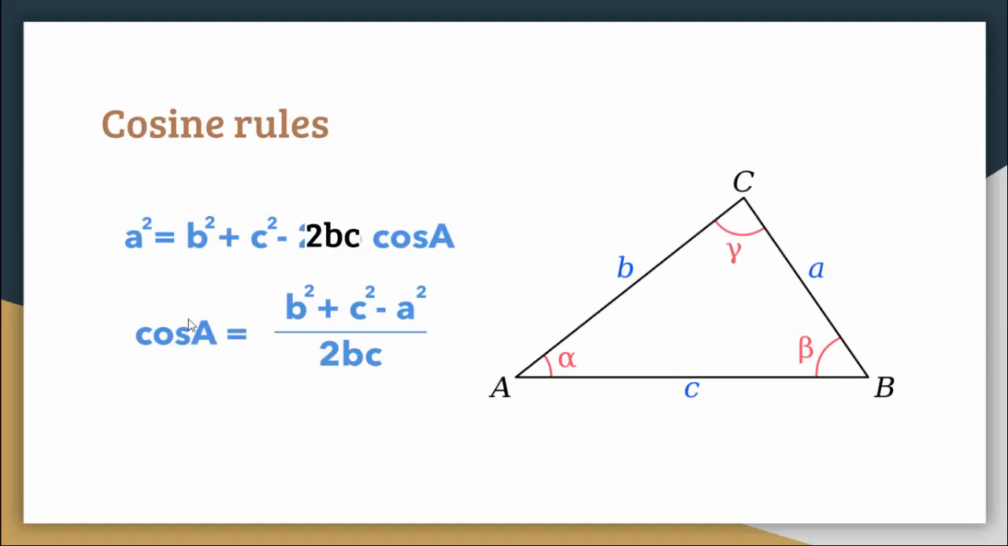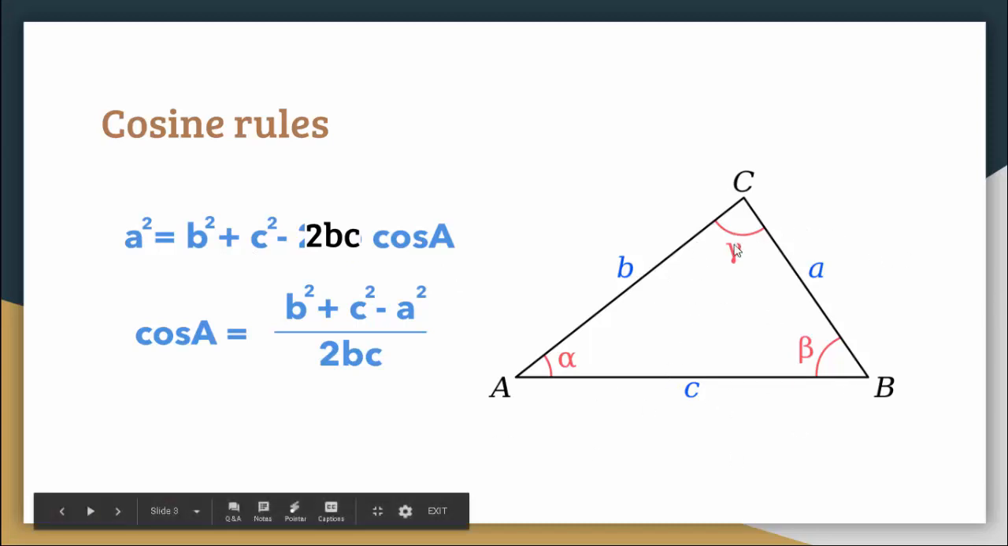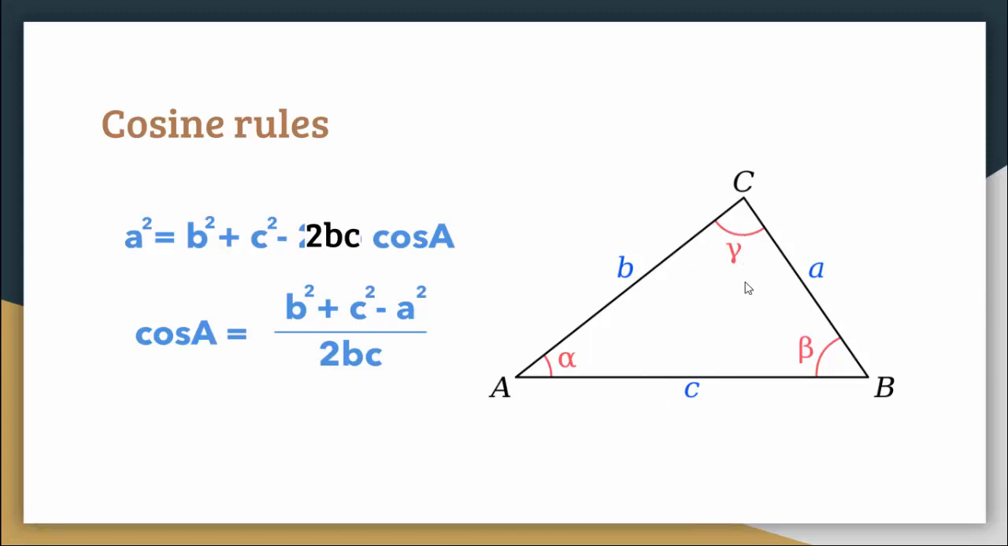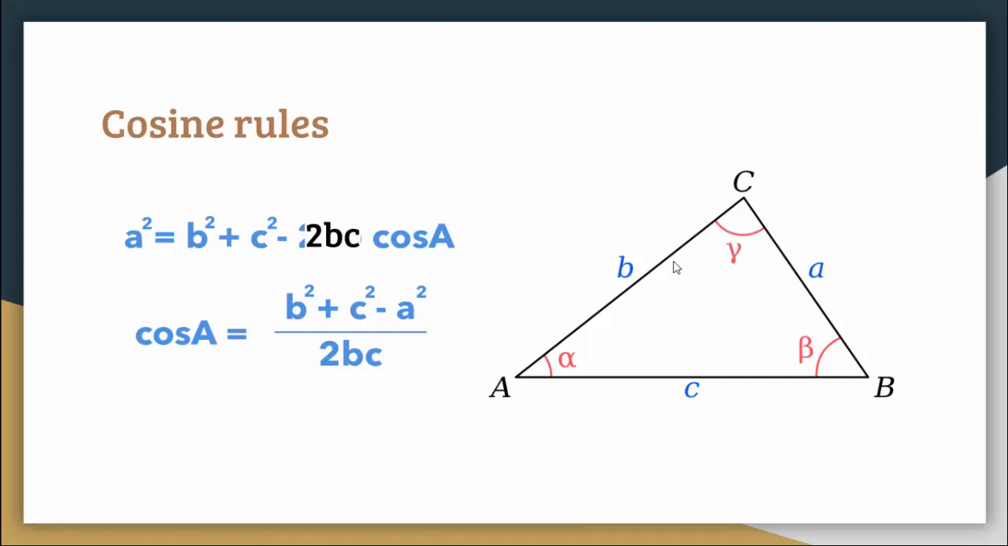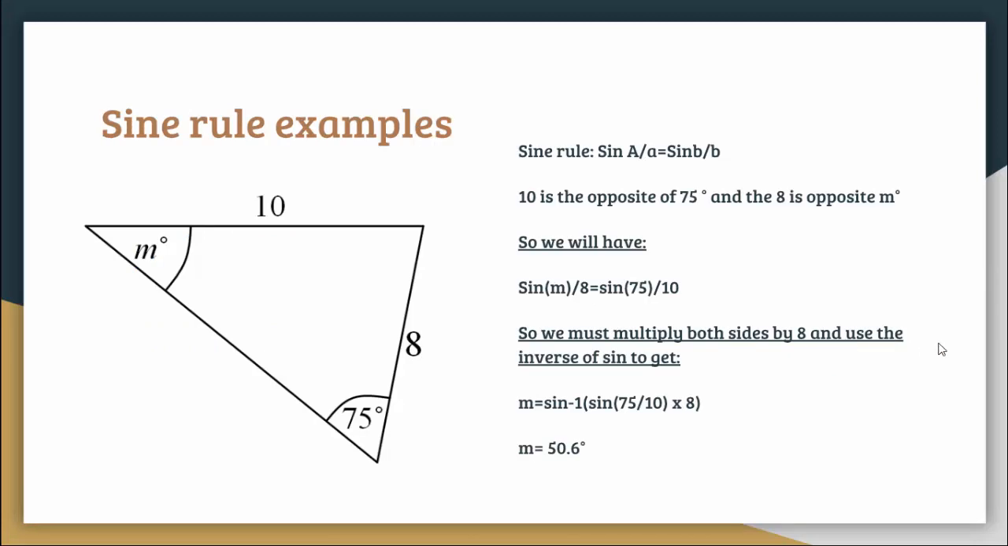Now the cosine rule: a squared equals b squared plus c squared minus 2bc cos A, and this is used to work out the side opposite the angle. So if I want to work out what a is, I know what this angle is and I know what these sides are, so you can use this formula to work out the side opposite the angle. And cos A will be to work out the angle, given that you have the three sides of the triangle.